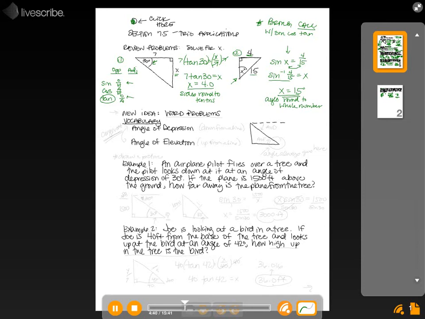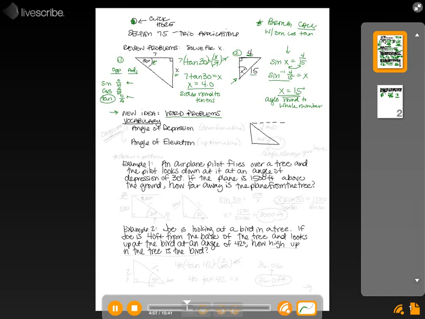The only difference is we're going to have word problems. And that's where we get started here with this new idea. We're going to have word problems to deal with today. Before we get to those word problems, we got 2 vocabulary words. The first one is an angle of depression, and the second one is an angle of elevation.